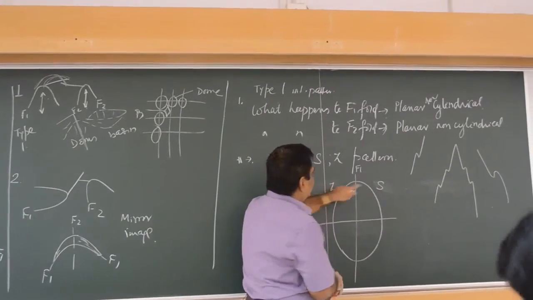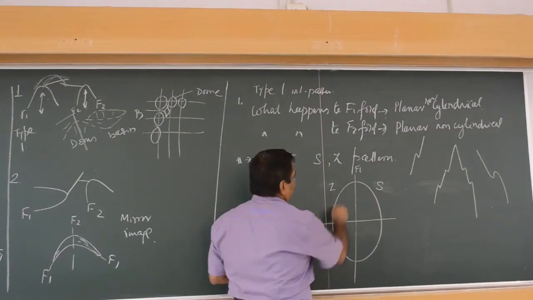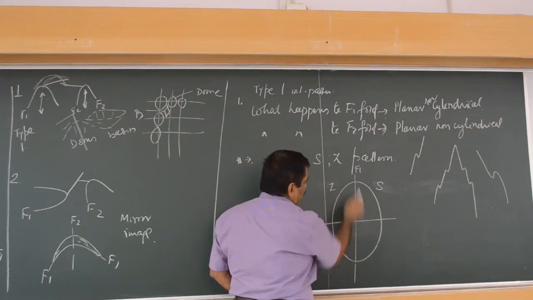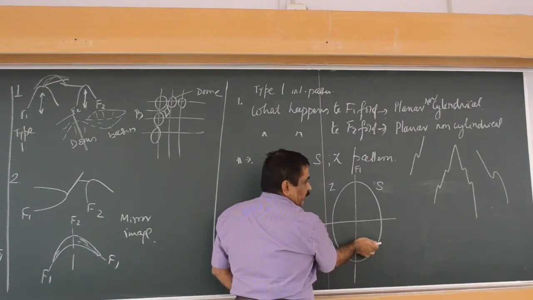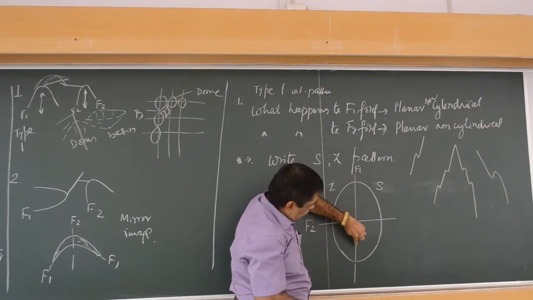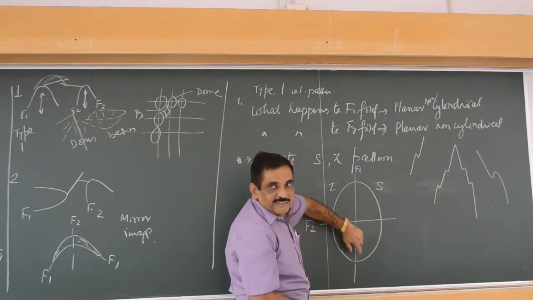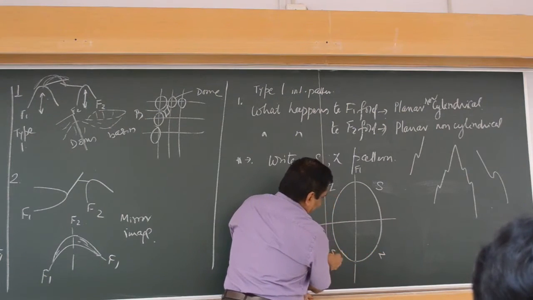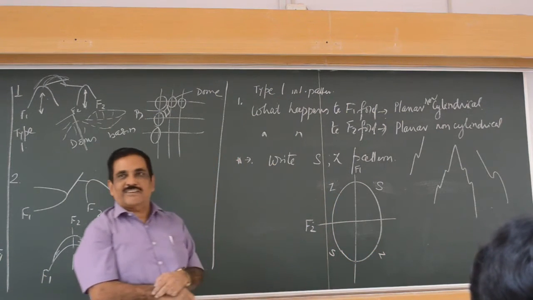So this is Z, this is S. This is the F1 fold. If you come to this F1 fold, both sides will have F1. So this side will be what? Z, because this is the fold here. You have to walk towards that. So this side will be Z and this side will be S. Understand this principle.